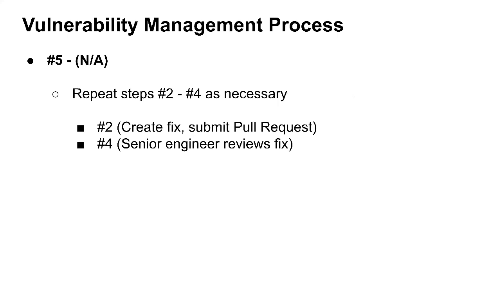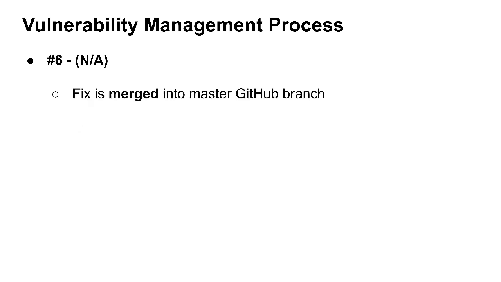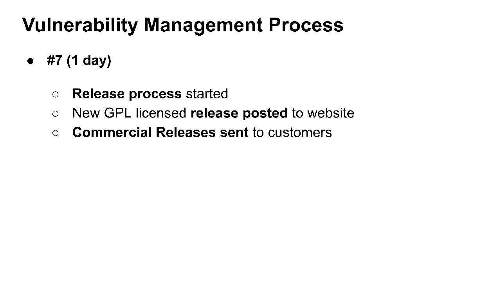The fifth thing, which really isn't time, is that we'll repeat steps 2 through 4 as necessary, based on feedback or Jenkins test results: creating a fix, submitting a pull request, and having a senior engineer review the fix. The sixth thing is the fix is merged into master, our GitHub branch. That's what we use as a basis for all of our releases. The seventh thing, about a day out, is the release process is started. We'll post a new GPL release to the website and then regenerate and send out commercial releases to customers.